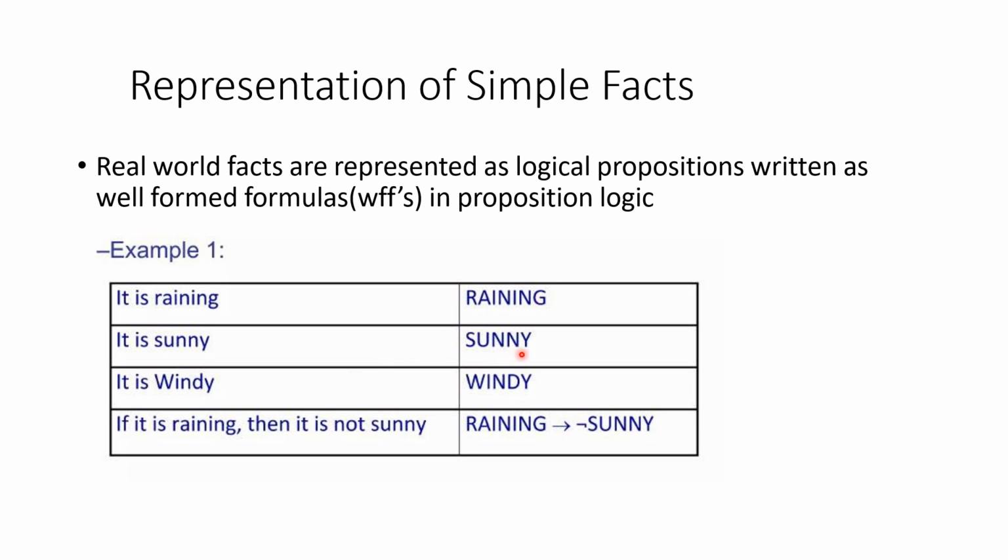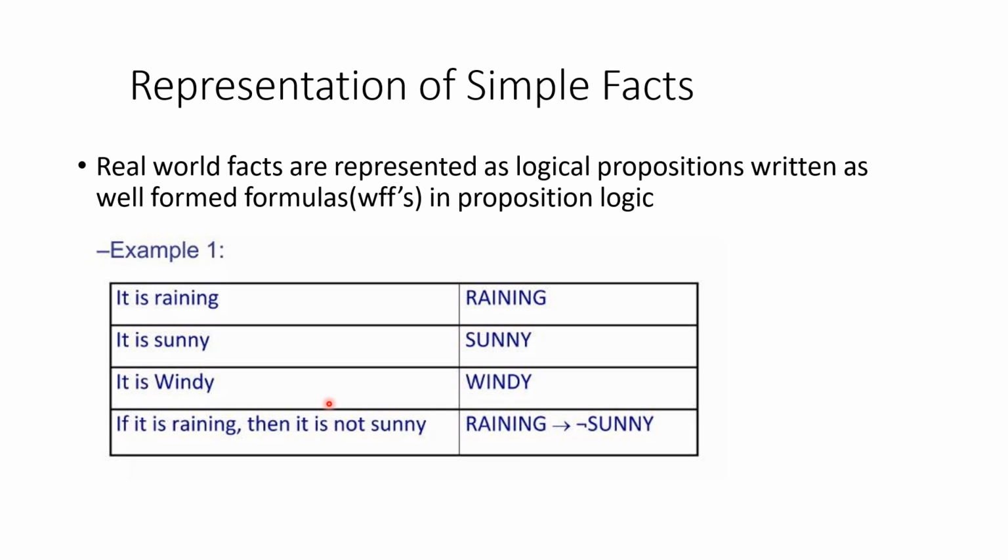Next is "it is sunny". We can write it as sunny. Then it has a truth value, either true or false. "It is windy", then we can write it as windy. So windy is a simple proposition representing a real world condition. Each symbol represents one simple fact.